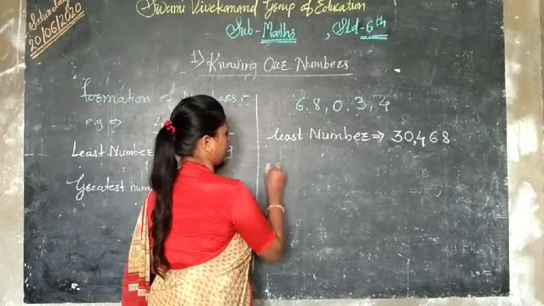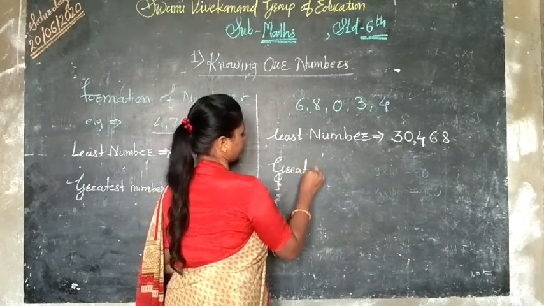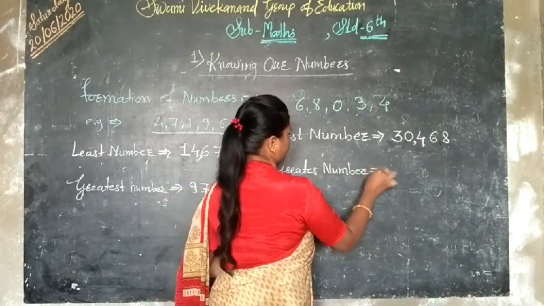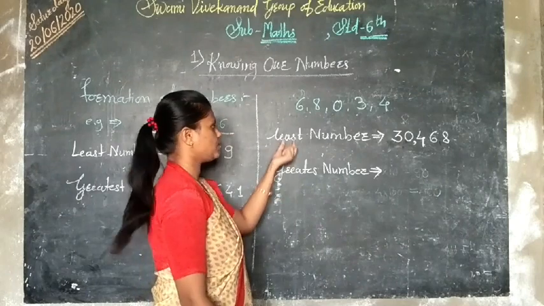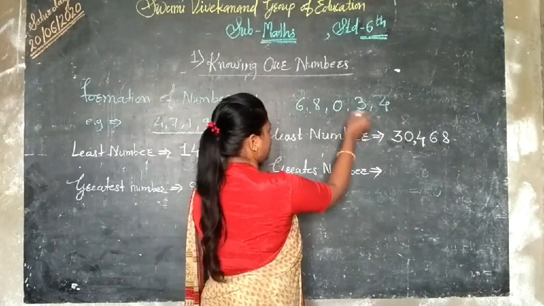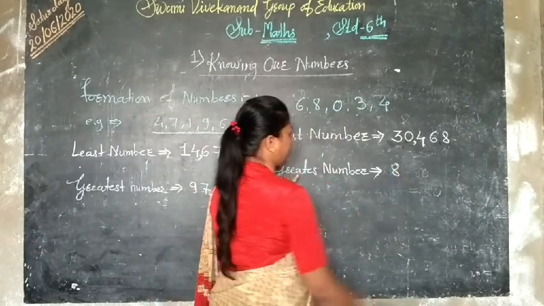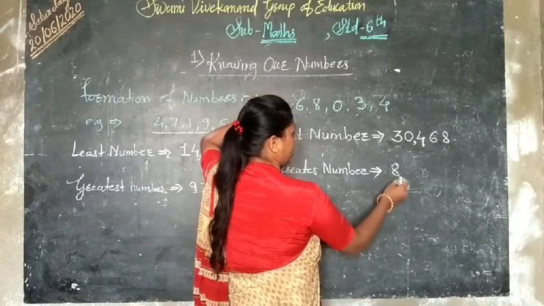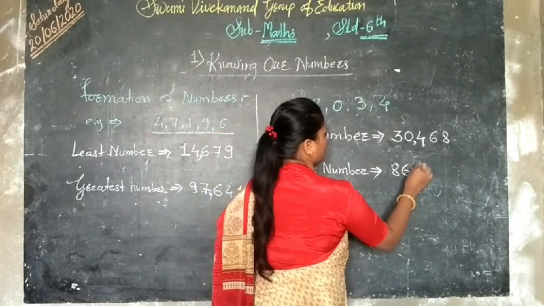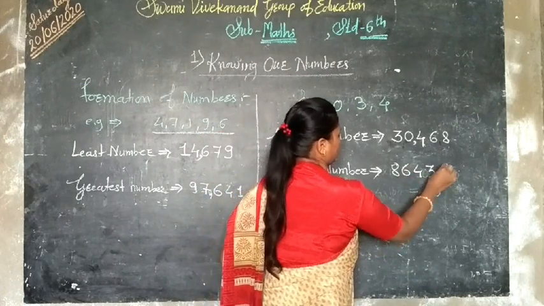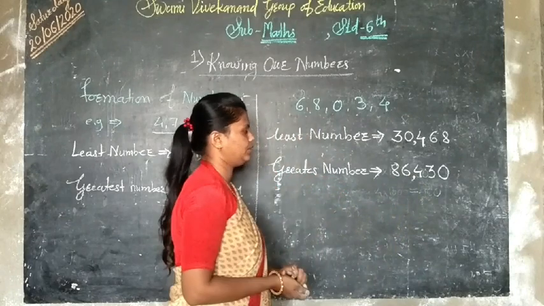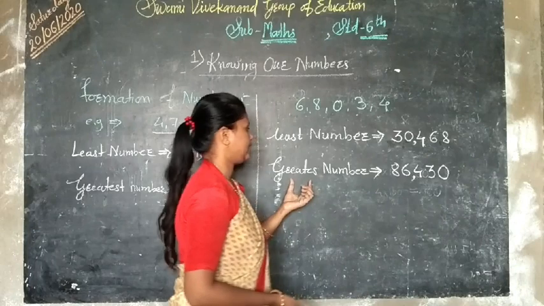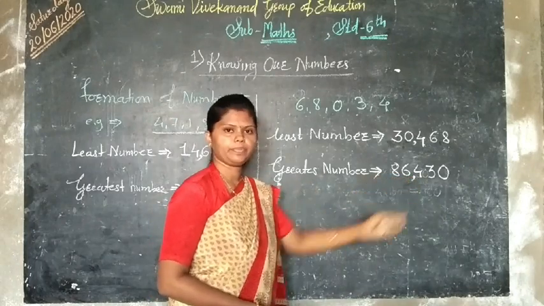Now you have to form a greatest number from the same digits given to you. Exactly opposite of that, you have to find the greatest digit, which is 8, and the leftover digits you have to arrange according to their descending order. After 8, you have to put 6, 4, 3, 0. Put the comma at the proper place, and you get your answer as 86,430. So your greatest number is 86,430.